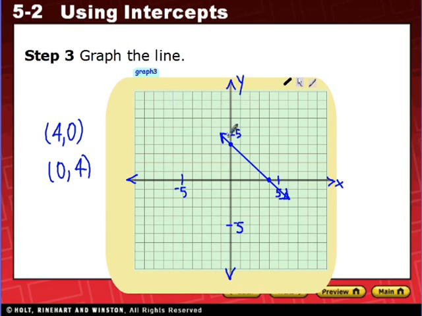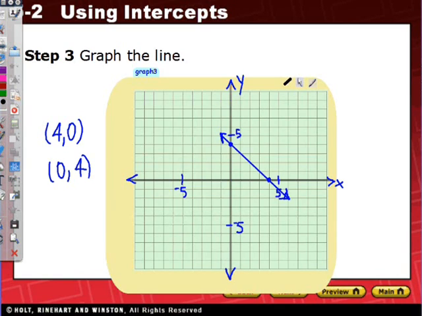That's it. That's all there is to intercepts, guys. It is pretty basic. And we're going to save the word problem for when you get back here tomorrow. So that's it.